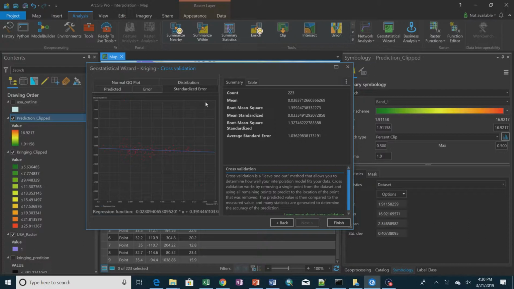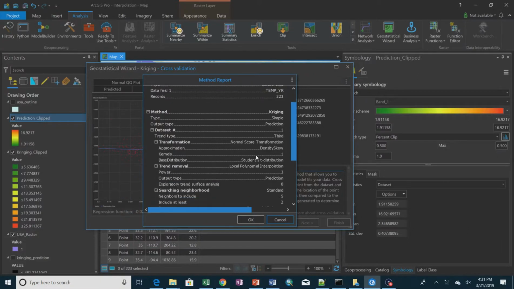And then here's the cross-validation. The cross-validation summary tells me what the average error is. The root mean squared error is 1.35. So what that means is that on average, the distance between the modeled surface and the real surface, if I take all those distances and I square them and I add them all up and I divide by the total and then take the square root, I get this number right here. And it's in the same units that you're working in. So 1.35 degrees is the root mean squared error of the prediction. So we should expect some pretty good values.